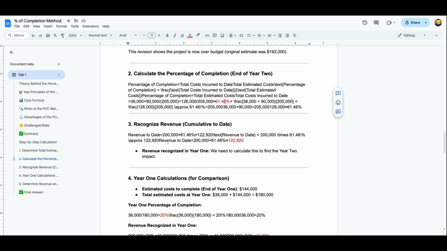Okay, now we can calculate since we have the fraction. 61.46 percent times 200,000, which was the contract price. This was the contract price times the percentage completion ratio, which gives us a result of 122,920 dollars.